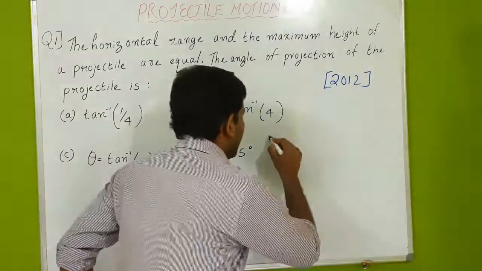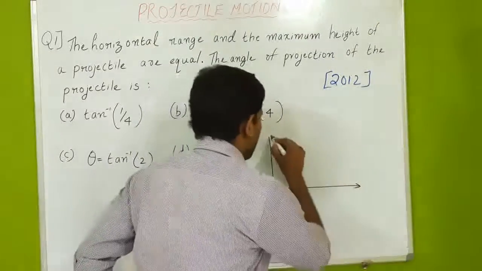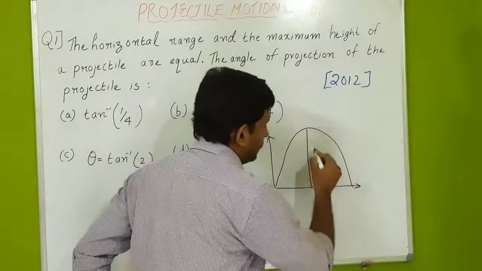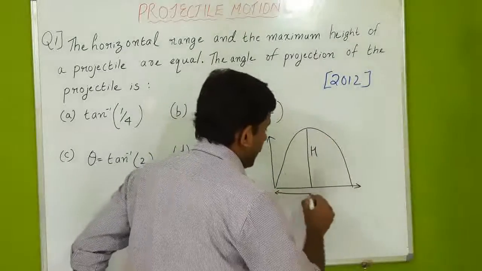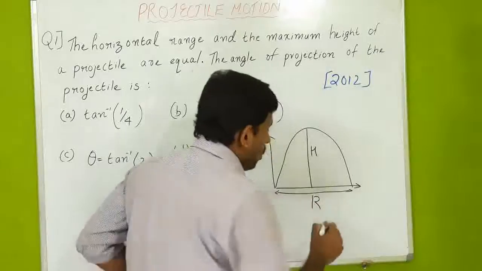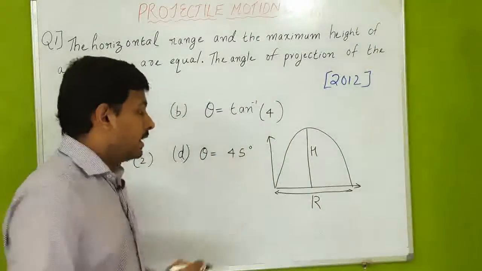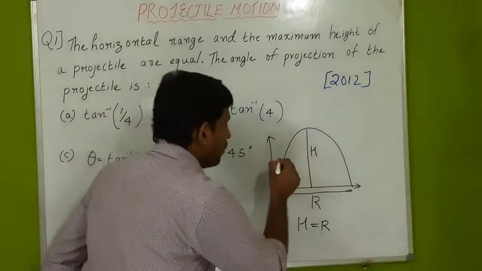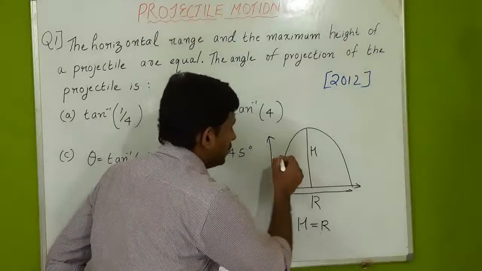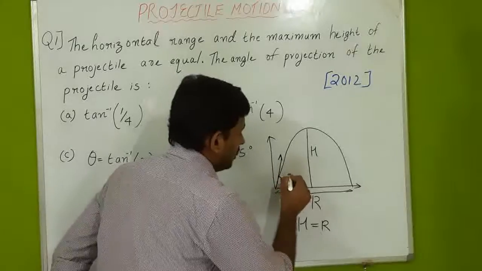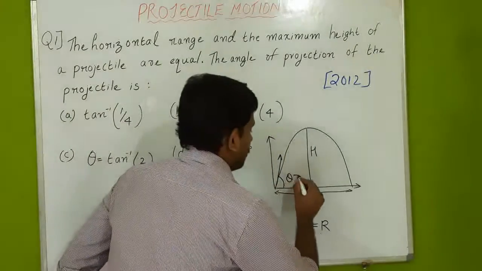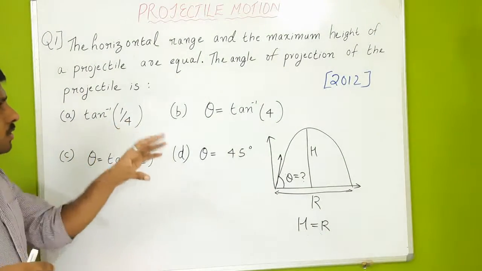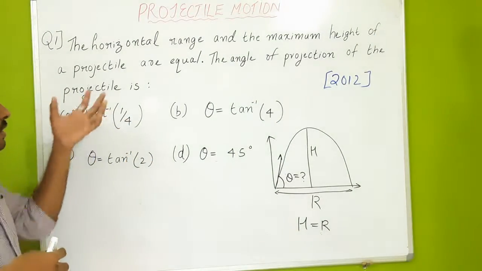So it is given that in a projectile motion, its maximum height, that is this h value, and this r, that is the horizontal range, both these are equal. This h is equal to r. Then we have to find out this angle of projection, theta. So please take down the question and try to do it yourself. After that, together we will solve this question.